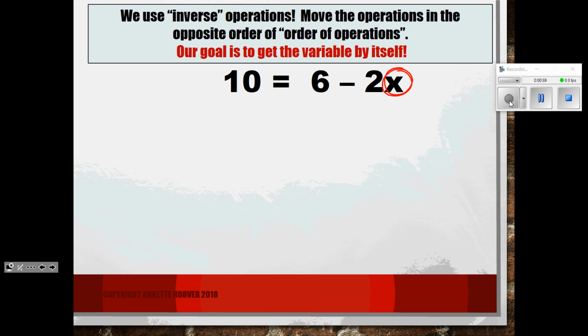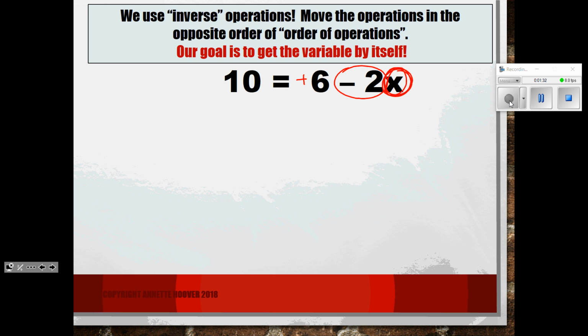So when we look up here, our first thing is we always want to locate the variable. Locate where we're looking for. Once you find that, you want to get that by itself. So on the right side of the equation where the variable is, we have a positive 6 being added to it, and we have a negative 2 being multiplied by it. So we have addition and multiplication. So if we're going to do the order of operations in the opposite order, we have to move what is being added or subtracted first.